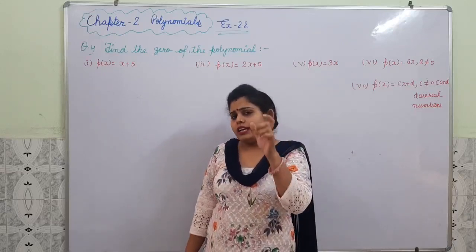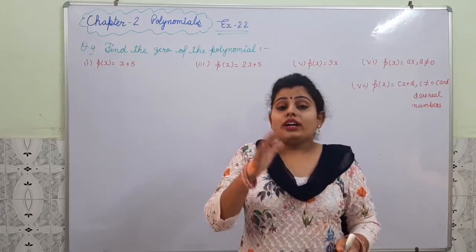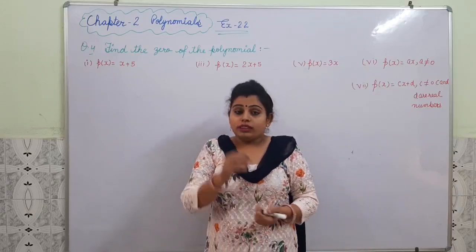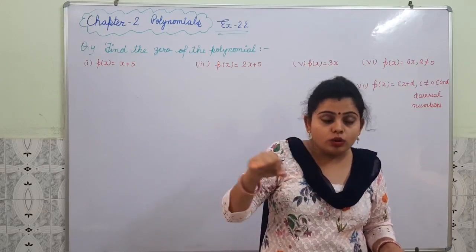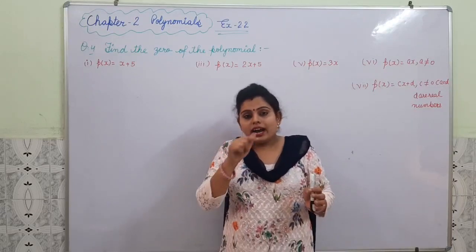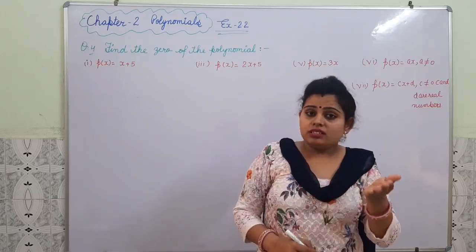What do you mean by zeros of a polynomial? In basic terms, I have explained you what is the zeros of the polynomial. The value at which we get answer equal to 0. Such a value at which we get the polynomial's answer as 0, that is what our zeros are.